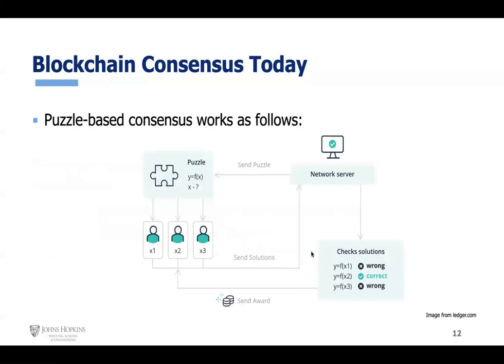So in puzzle-based consensus, there's a network server that sends out puzzle instances, and then individuals try to solve this puzzle and send solutions back. And then if their solution is correct, then they win a reward. This is also deployed in two key settings where there is pool-based puzzle solving and individualized puzzle solving. In pool-based puzzle solving, there is a pool operator who pools resources across multiple puzzle solvers and distributes work amongst them.